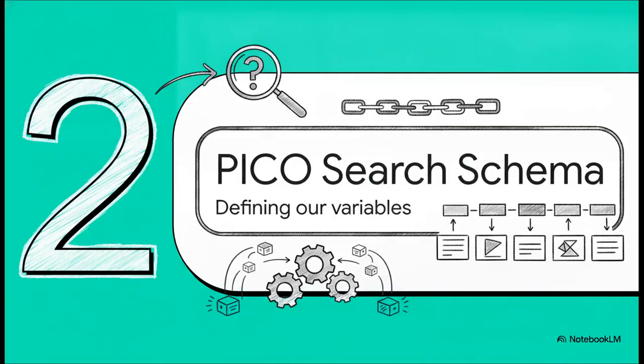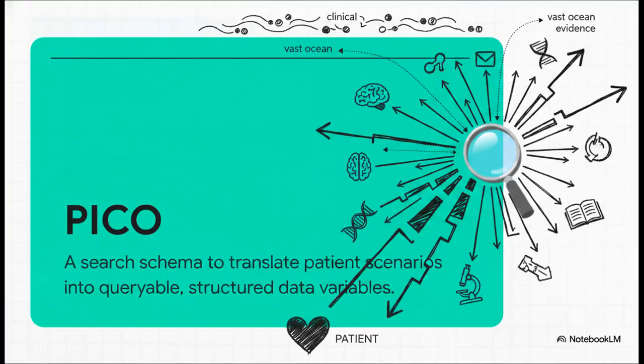Which brings us to part 2, PICO the search schema. So if our main problem is bad user input, we obviously need a rigorous framework to standardize it. And the crucial point here is that PICO is essentially the ultimate API query format for the medical literature database. It literally takes all the human complexity of a patient scenario and translates it into queryable, structured data variables.